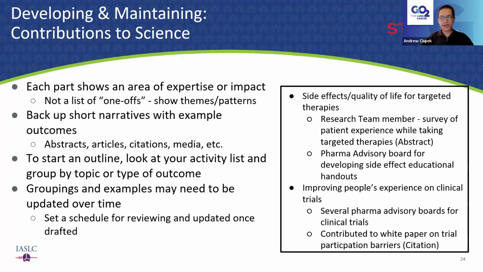So to start an outline, how I recommend starting this is that activity list you made earlier, where you're looking at all your advocacy activities. Just as an exercise, take it periodically and start to group the activities together. Look for themes or relations that you have between your activities. And this can naturally help you figure out how you should structure this section. I've given an example on the right of how different activities fell into different themes.